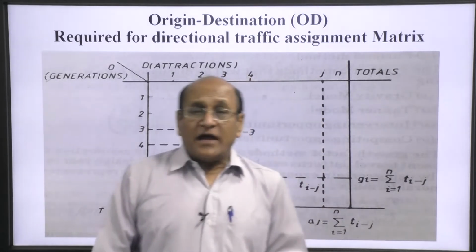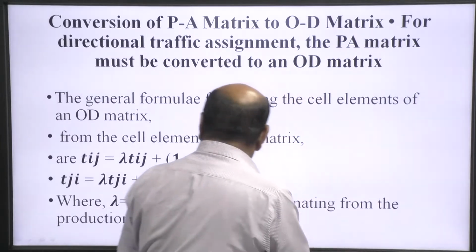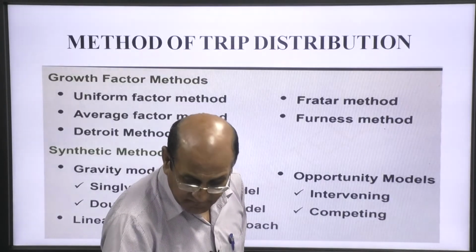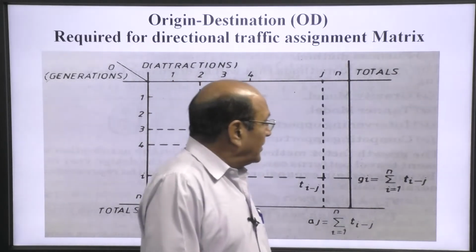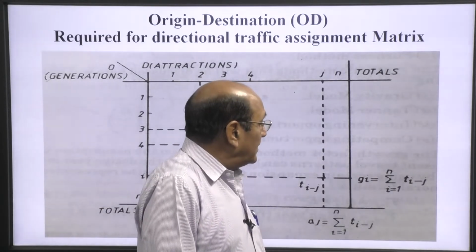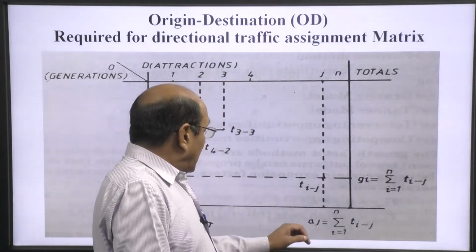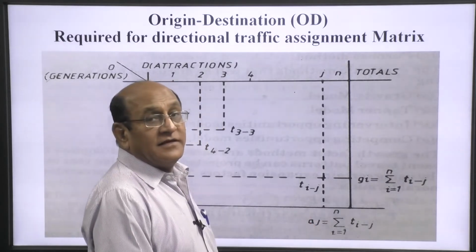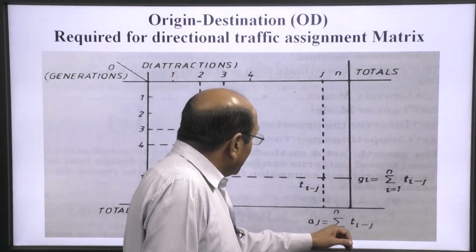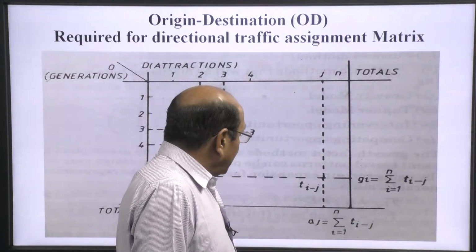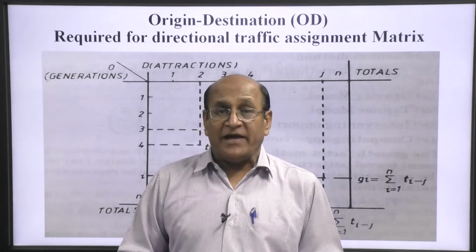So, as earlier we have discussed, we can make a matrix here. G i will be equal to sum over j is equal to 1 to n T i j. And attraction A j will be equal to sum over i is equal to 1 to n T i j. So, this is the method by which we can prepare the matrix.